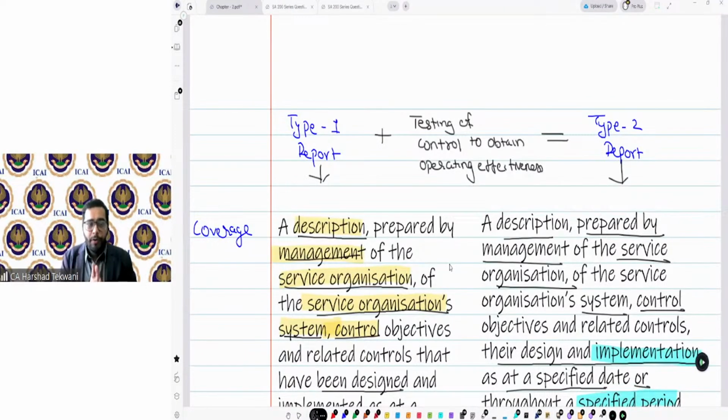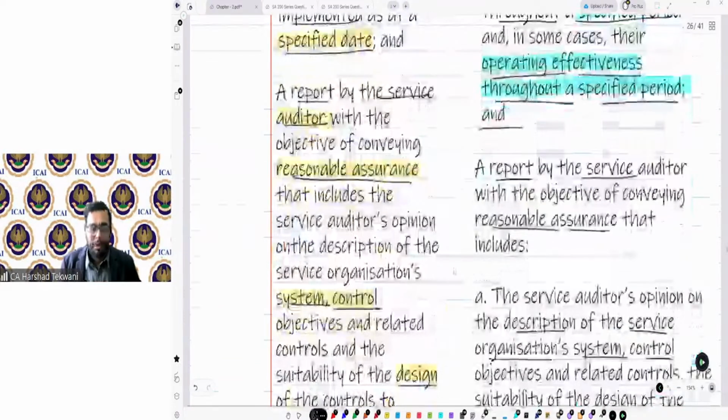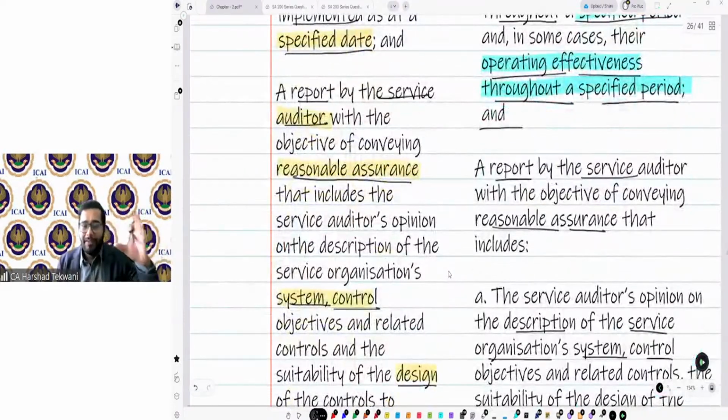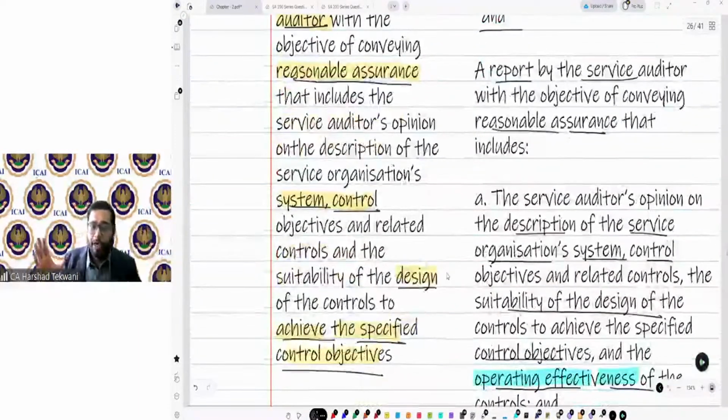In type 1, if you add testing of control to obtain comfort over operating effectiveness of the control, you will get type 2. That is the thing. Type 1 is talking about everything on a specified date, design, implementation. Type 2 is talking about design, implementation plus operating effectiveness throughout the period.